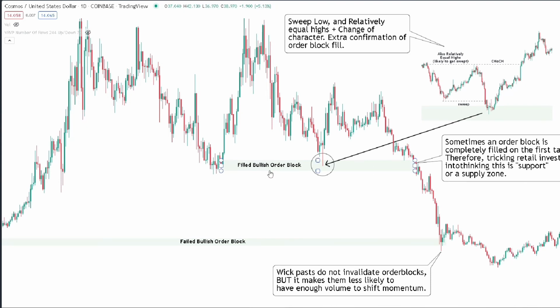This is a filled bullish order block. As you can see, there was a large wick right here. And if you look up here, we have our change of character and our sweep. This is on the 1 hour time frame. If you see the relatively equal highs right here, that gets swept on top of a change of character and a sweep, it's just a very high confirmation that there's an order block, as this pretty much signals a reversal.